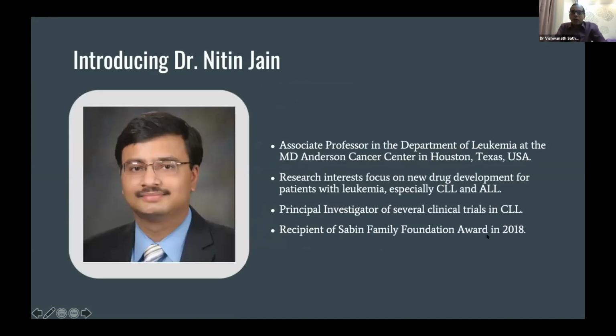So I'll be introducing Dr. Nitin Jain, who is our second speaker. He's an associate professor in the Department of Leukemia at the MD Anderson Cancer Center in Houston, Texas. He trained at the All India Institute of Medical Sciences and then did residency and fellowship in premier centers in the US. Research interests include new drug development for patients with leukemia, especially chronic lymphocytic leukemia and acute lymphoblastic leukemia. In fact, he's a principal investigator of several clinical trials in CLL, including the ibrutinib with venetoclax trial, which was a New England Journal of Medicine publication. And he's also the proud recipient of the Sabin Family Foundation Award in 2018.